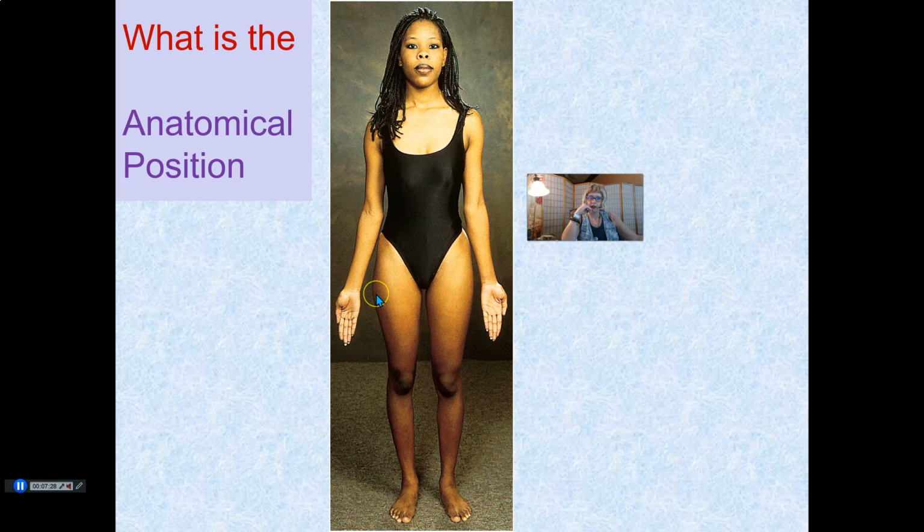Okay, so the subject is standing erect. The feet are flat on the floor. The arms are at the side of the body. The chin is parallel to the floor, so you don't have the chin down or looking up. And like I said, the palms, the eyes, and the face are all facing forward. And this is the standard frame of reference for anatomical description and dissection.